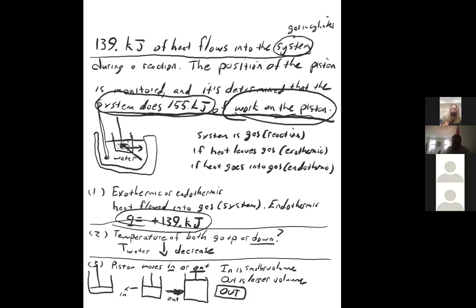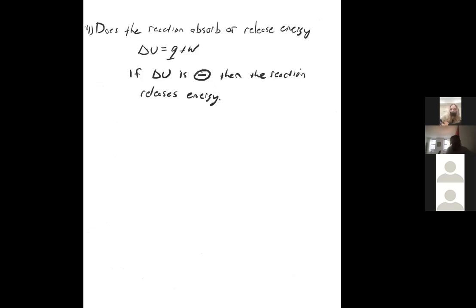Let me come back over here. All right, so let me put it here. If the system does work, and again, they're using the language very interchangeably. System, reaction, gases, right? All three of those things are referring to the same thing, okay? So if the system does work, W is negative, okay?